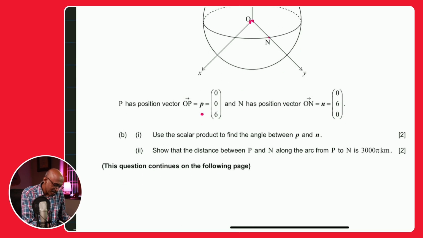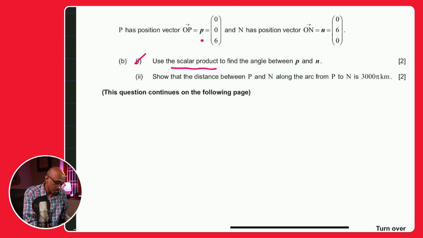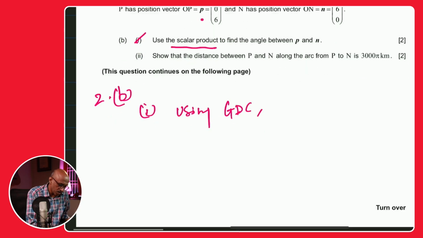Okay. B says use the scalar product to find the angle between P and N. Well, you know that the geometry says that it must be 90 degrees. Okay, but they say use the scalar product. That means you have to use the scalar product. Okay, but you can use the calculator, and I'll show you quickly how we are going to use the calculator, right? So again, for part B, we say using GDC. Quickly say that using GDC, and then I'll quickly show you what that using GDC is.